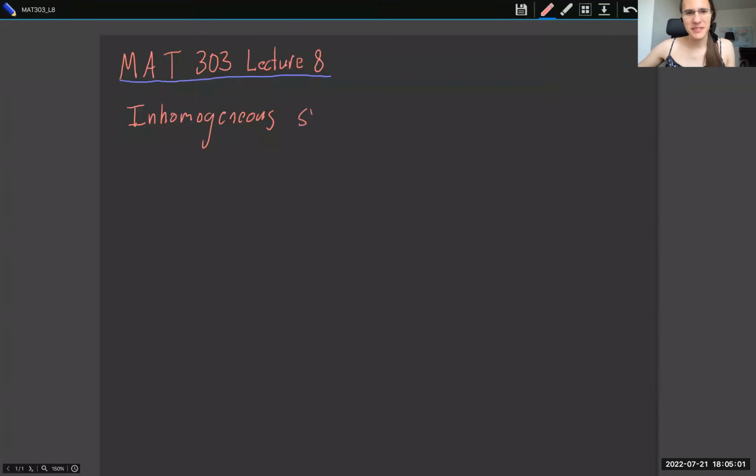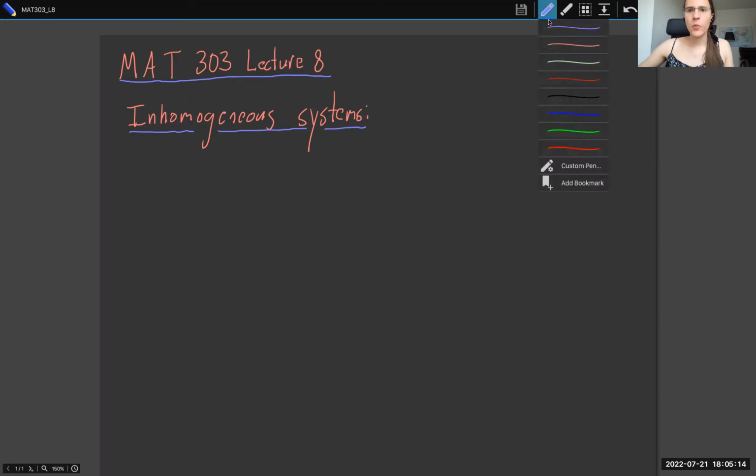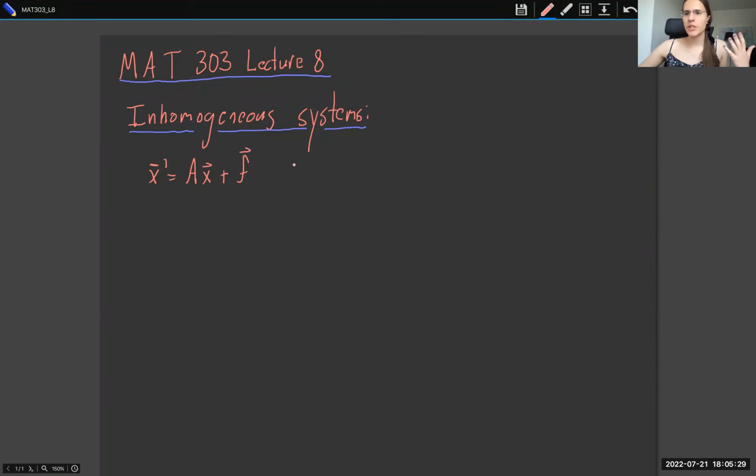Inhomogeneous systems. So we are caring about solving the equation x prime is equal to Ax plus f, where f is some vector of functions. And in this case, we aren't even going to assume that A has constant coefficients.